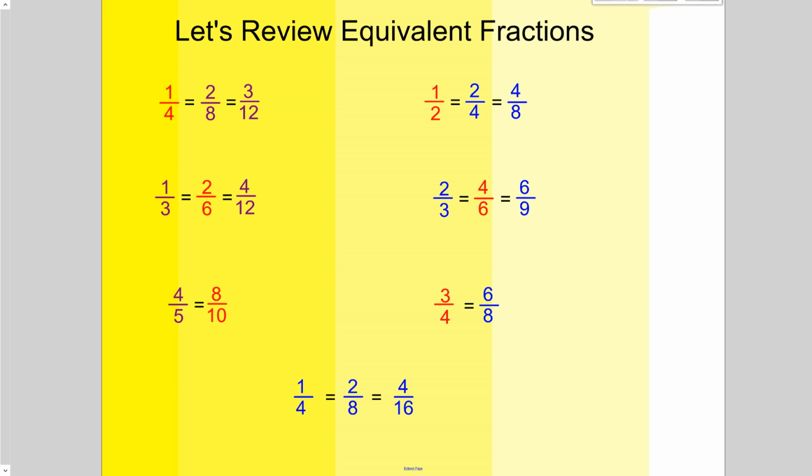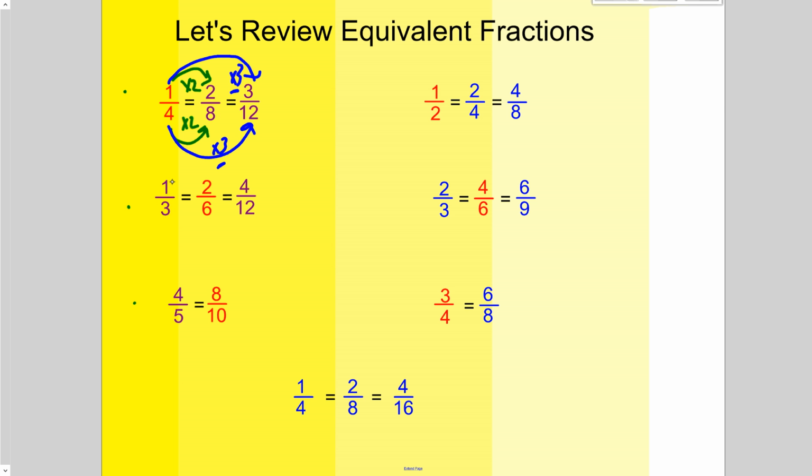So let's take a quick review. These were these over here we did with the visual models. We found that 1/4 was equivalent to 2/8. But if you watch this, look at this. That's times 2. And 4 times 2 is 8. We could also look at 1 times 3 and 4 times 3. So sometimes with equivalent fractions, we just multiply to get to an equivalent fraction, but notice we're multiplying the numerator and denominator by the same amount.